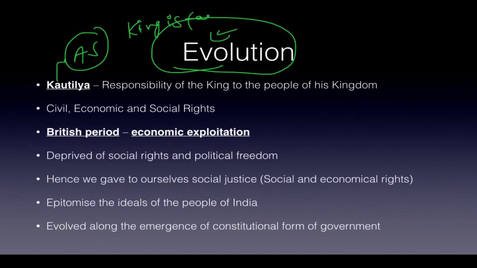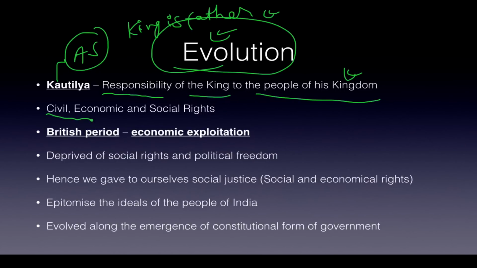I can quote the Sanskrit doha, but most of you will not understand it. Anyway, the responsibility of the king is to the people of his kingdom. The king is the father, and the praja, the people, are his son. So he has to do something to enable their life in a better way.